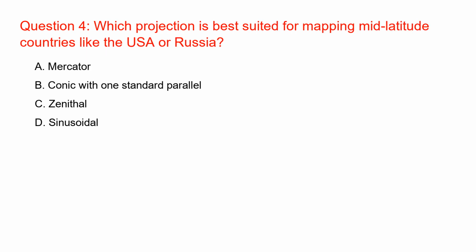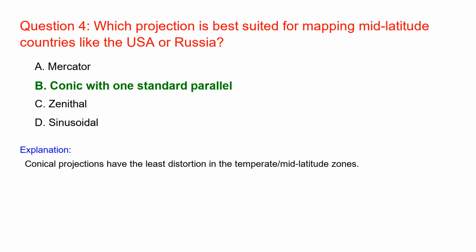Which projection is best suited for mapping mid-latitude countries like the USA or Russia? Conic with one standard parallel. Conical projections have the least distortion in the temperate mid-latitude zones.